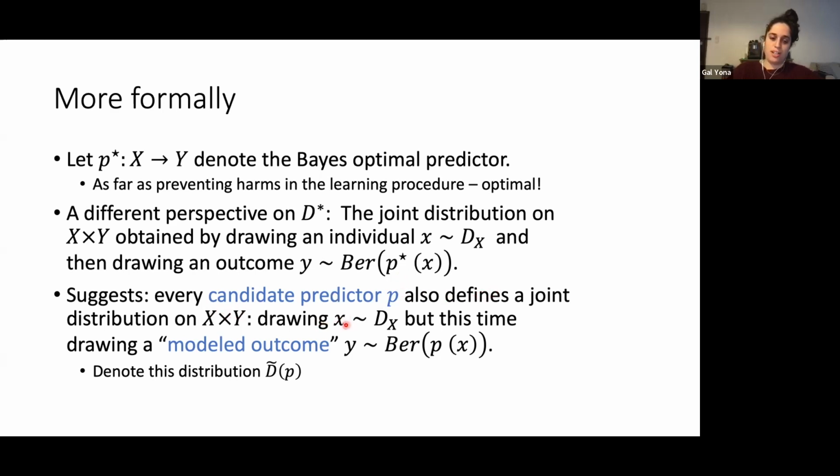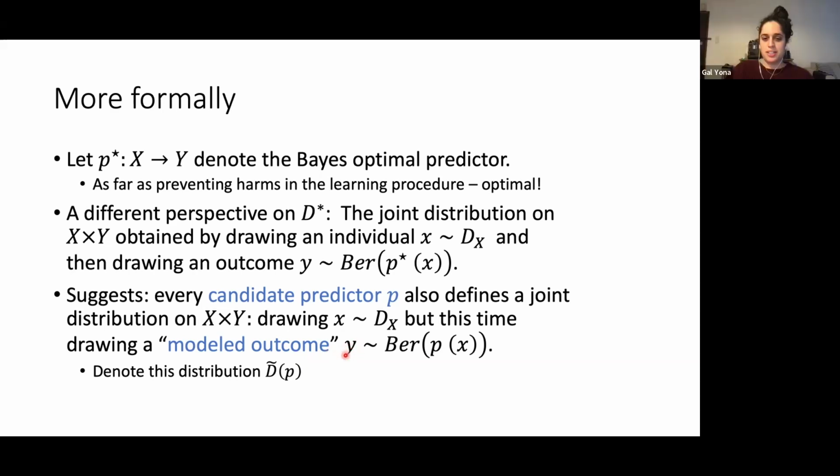I can draw an individual X from the marginal distribution, but this time I can draw an outcome that is not the real outcome, which I'm going to call a modeled outcome, by tossing a coin with bias P of X. Okay, so this distribution, I'll denote it D tilde of P, and it's important that it's parameterized by the predictor P. It's actually going to be an important component in this framework. So we'll revisit it.